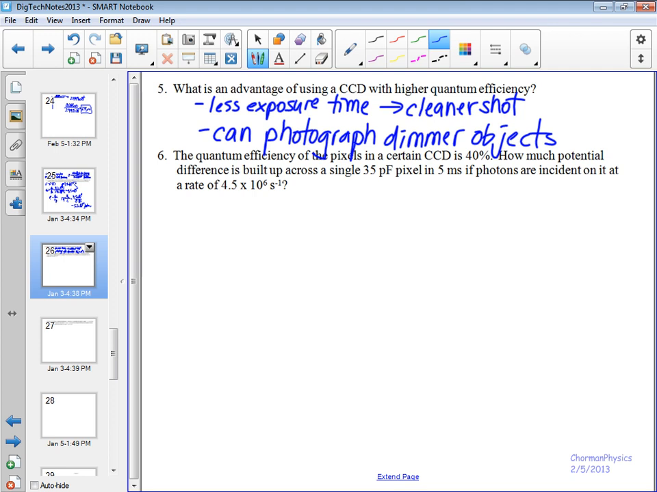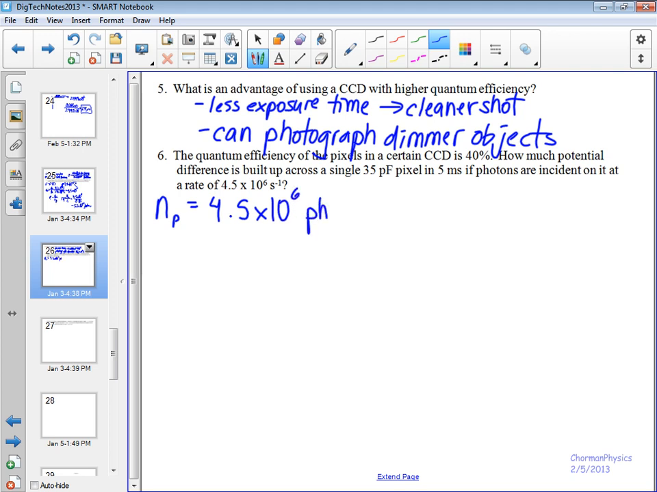All right. So there's a good practice problem here. The quantum efficiency of the pixels in a certain CCD is 40%. How much potential difference is built up across a single 35 picofarad pixel in 5 milliseconds if photons are incident on it at a rate of 4.5 million per second? Okay, so let's write all this out.